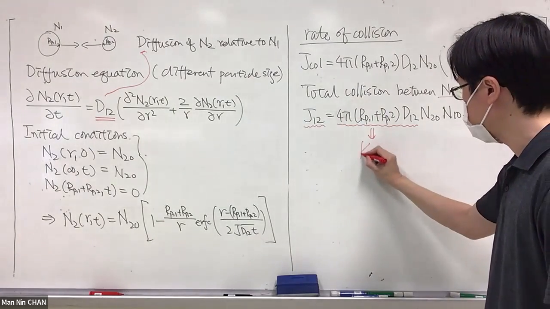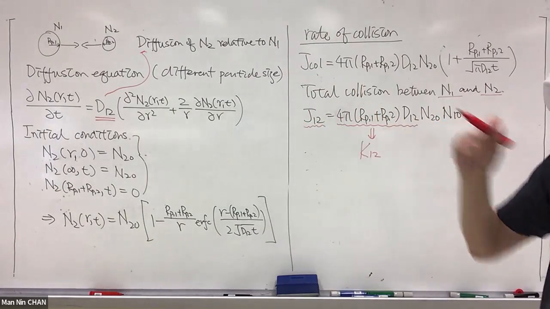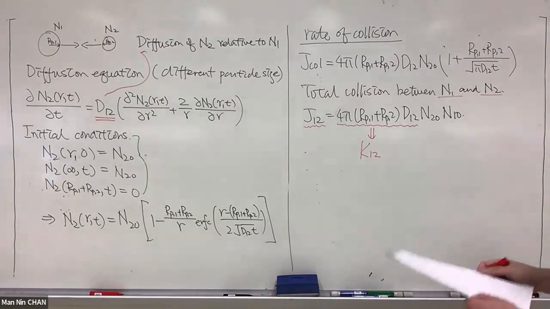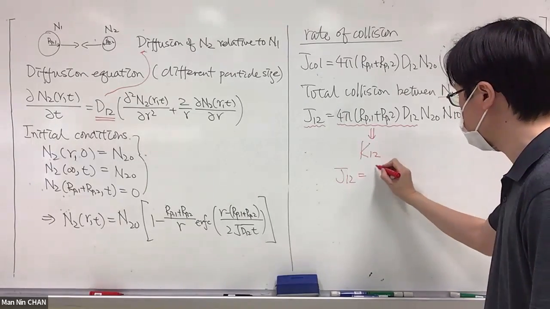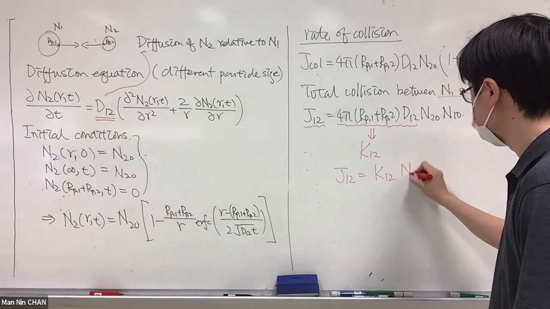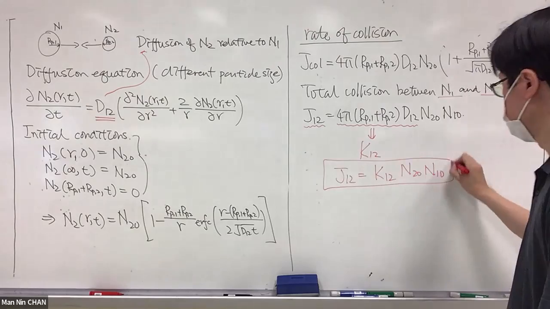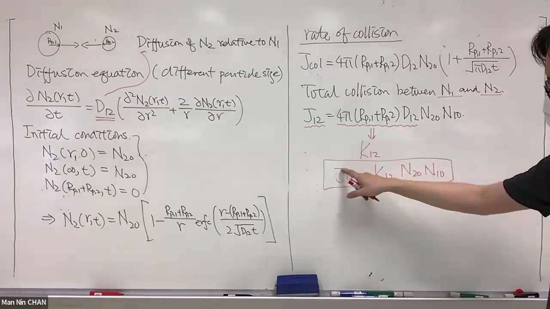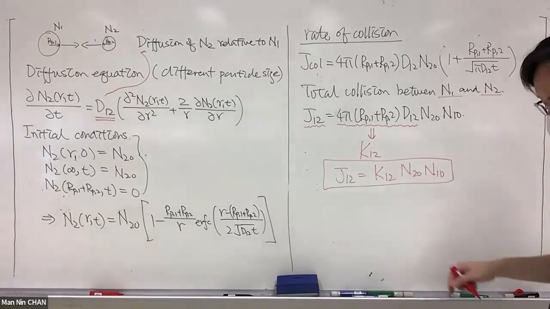Then you can get a term called K12. We are talking about the collision between two particles of different size, 1 and 2. So people usually rewrite the equation: when you're looking at this kind of collision, or coagulation, J12 will be equal to some coagulation coefficient.